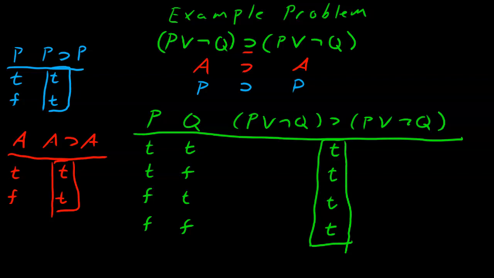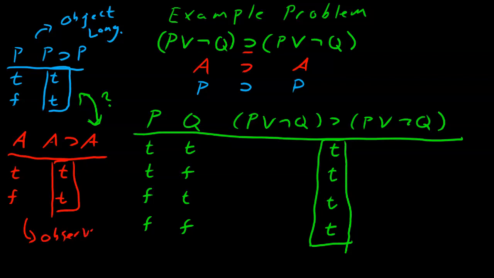But why might we do something so silly as to have a truth table for P implies P and a truth table for A implies A? Well, if you remember, P implies P lives in the object language. And A implies A lives in the observer language. But still, why might this be useful for us?